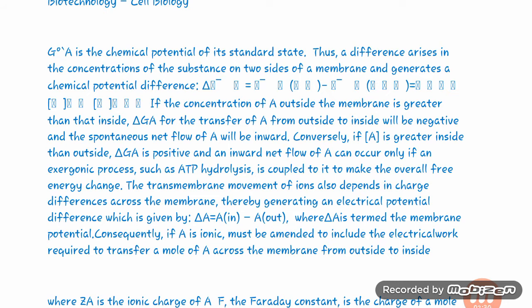Conversely, if A is greater inside than outside, then Ga is positive and an inward net flow of A can occur only if an exergonic process such as ATP hydrolysis is coupled to it to make the overall free energy change negative. The transmembrane movement of ions also depends on the charge difference across the membrane, therefore generating an electrical potential difference, which is given by A in minus A out, where the potential of A is termed the membrane potential.